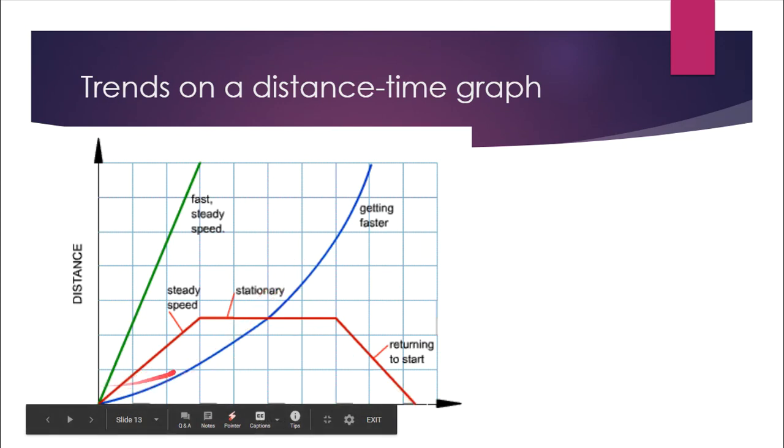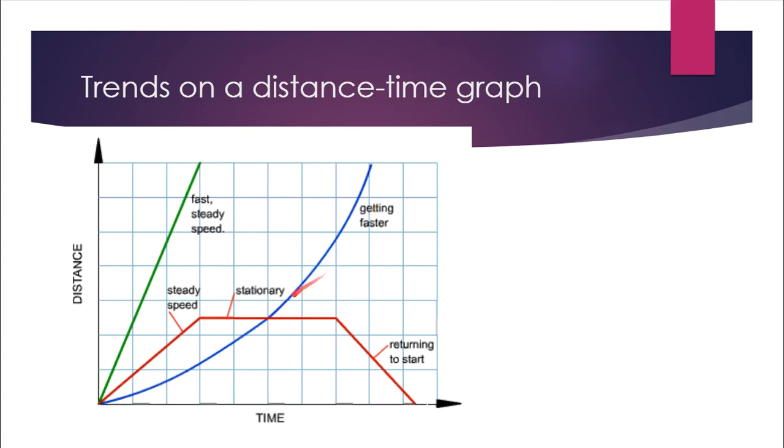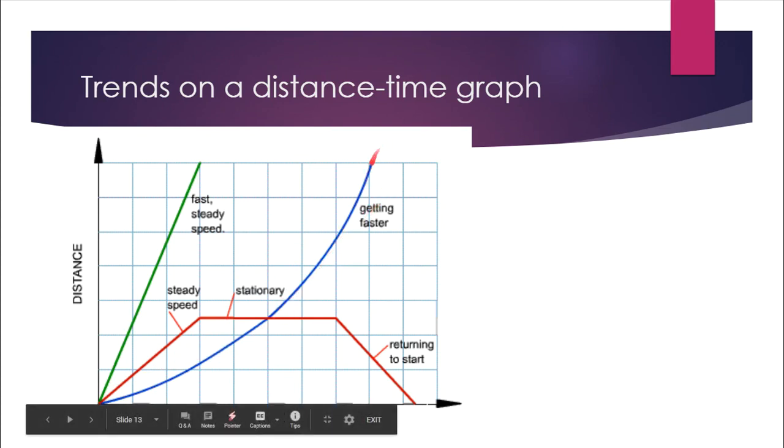This is a curved line, like this. This will be a curved line. It shows that there's changing velocity now, and that it's getting faster. Now, if you're curving that way, what do you think it means? Yeah, that is slowing down. It's getting slower.